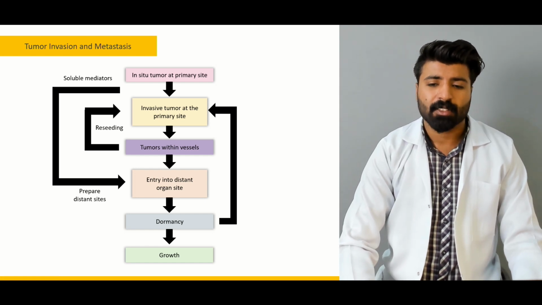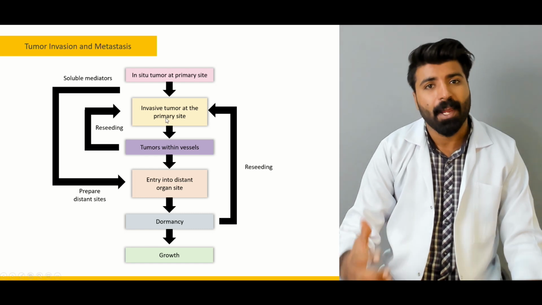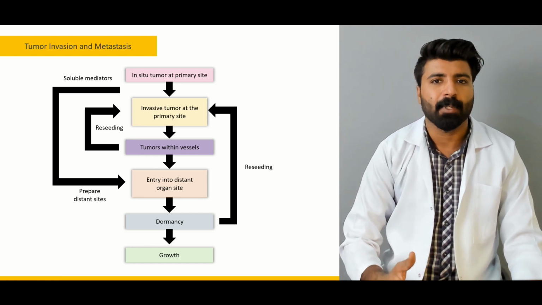On the other hand, we see this dormancy. This dormancy can recede back and see invasive tumor at the primary site. This dormancy can stay there, and it can recede back to invasive tumor at the primary site. Recede back means go back a stage, go back a place.